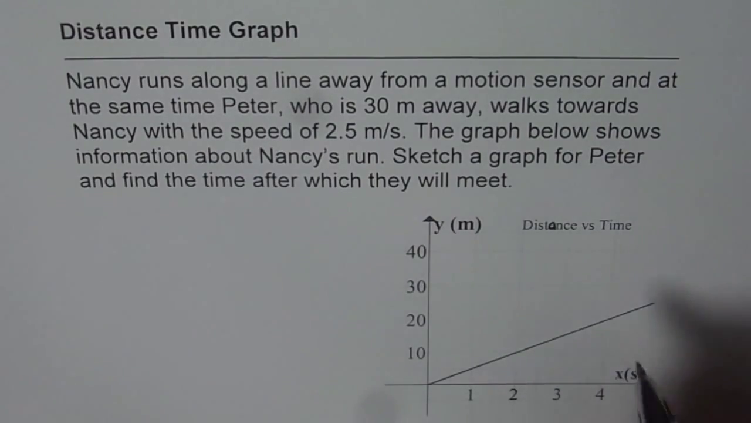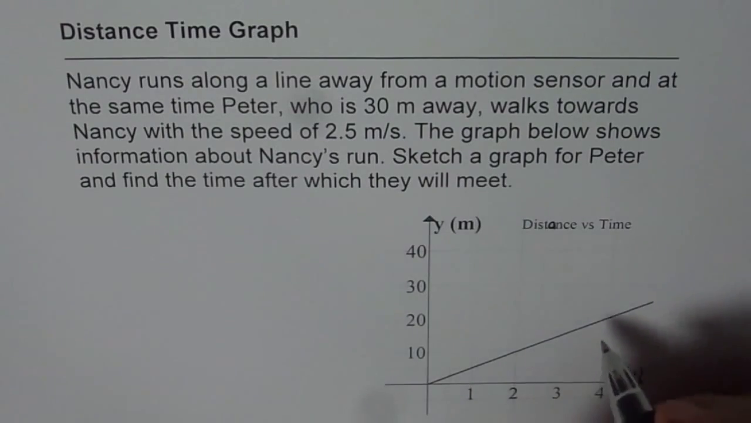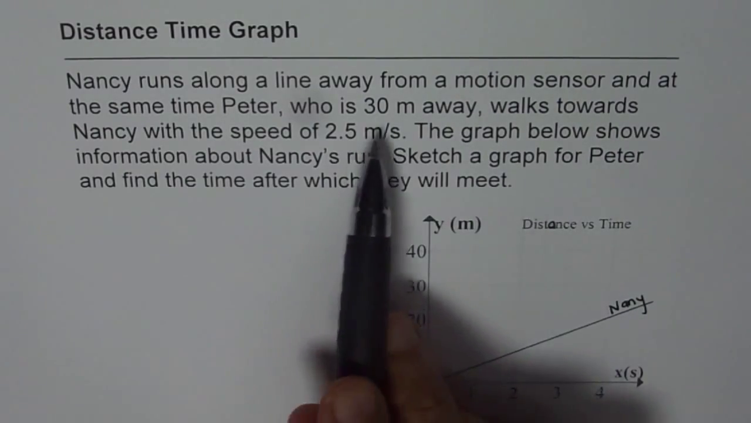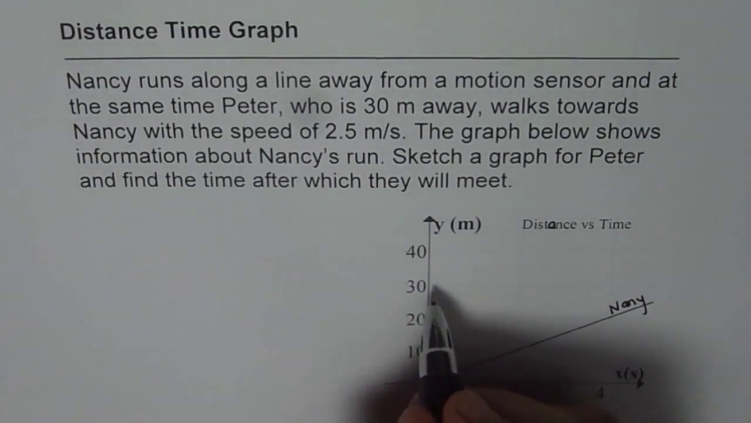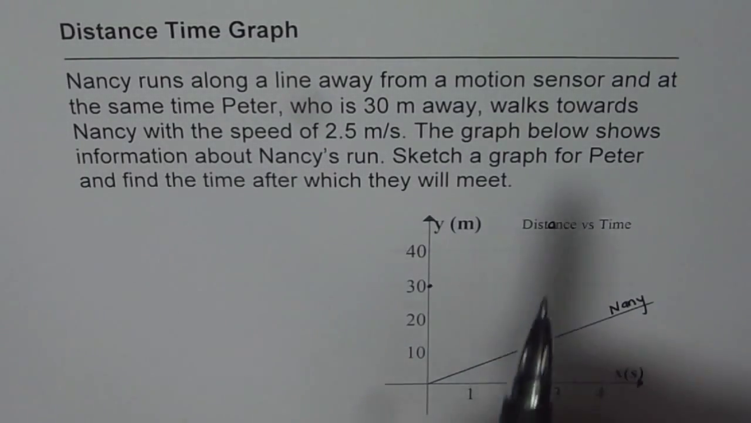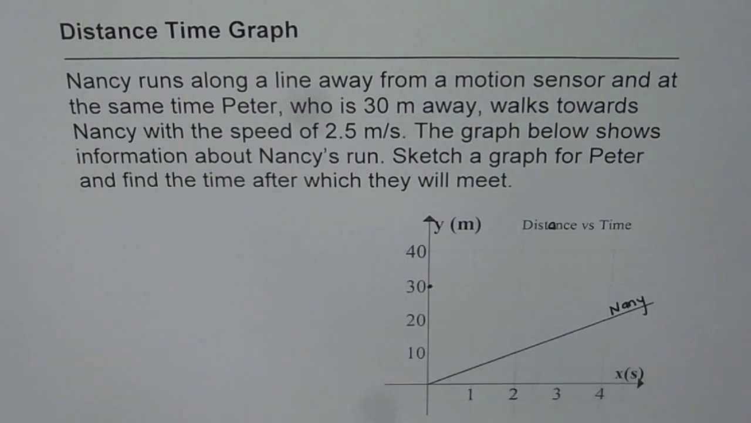So this line represents the distance time graph for Nancy, right? So this is for Nancy. Now Peter is 30 meters away. That means when Nancy starts, Peter is 30 meters away and is walking towards Nancy with a speed of 2.5 meters per second. What does it mean?